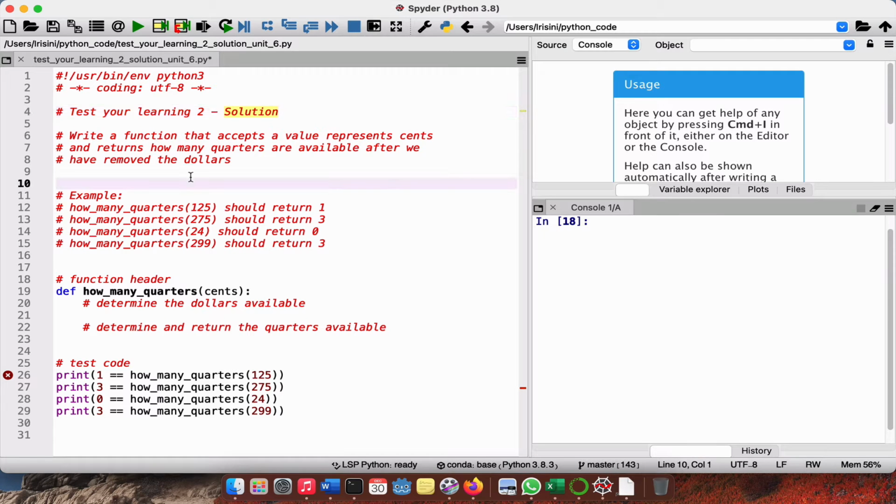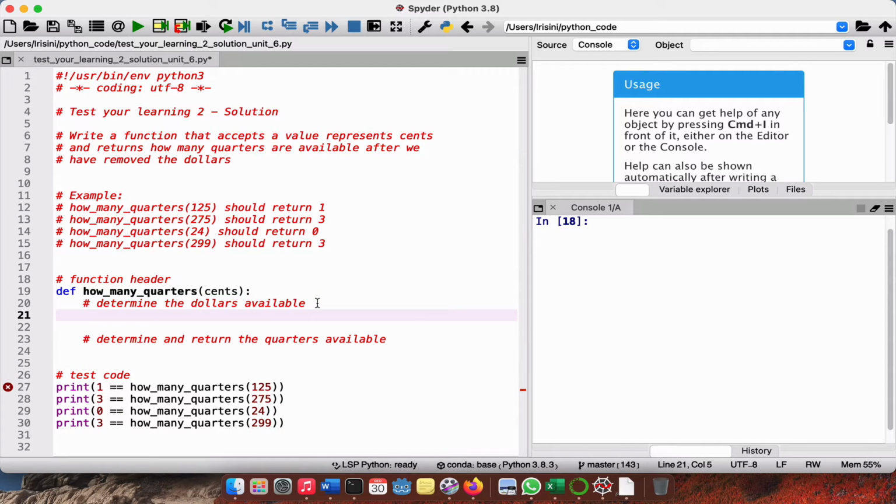Okay, let's look at the solution for Test Your Learning 2. Although this problem sounds complex, it's quite trivial. We know that we will be given the total number of cents. So the first thing we'd want to do is get rid of all the dollars.